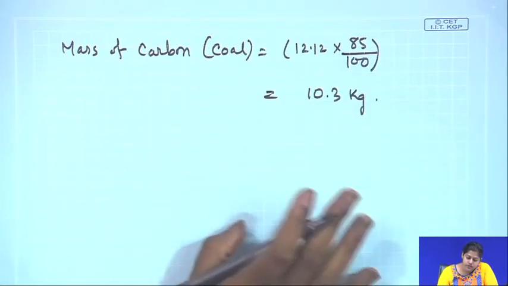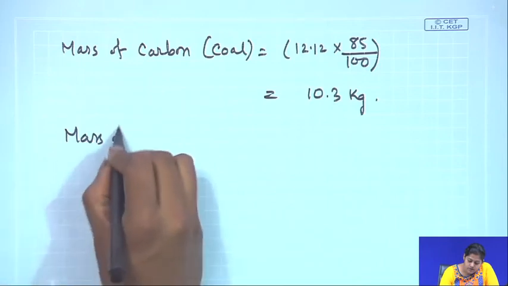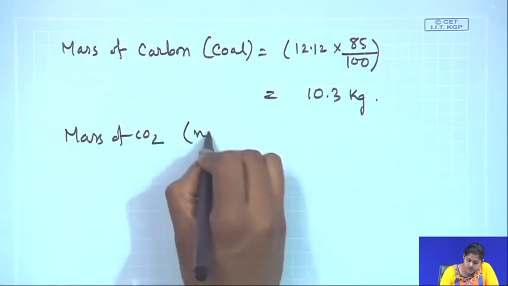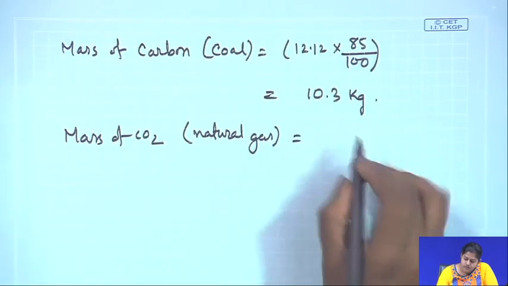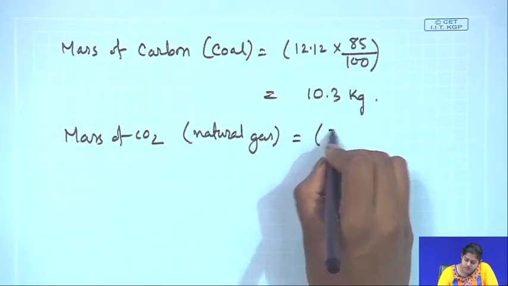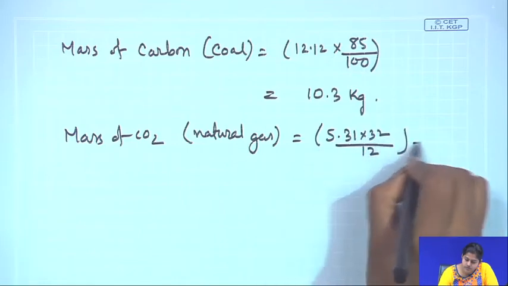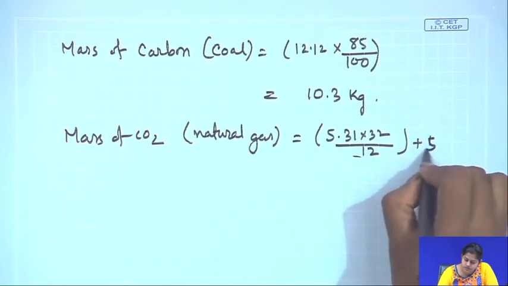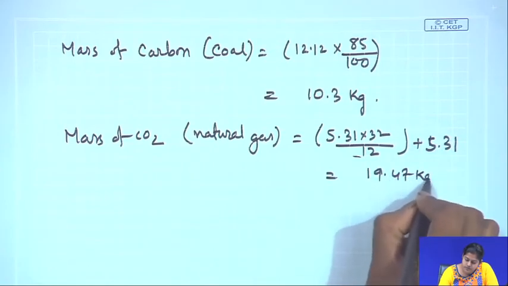Now, we need to calculate the mass of CO2 generation. So, for calculating the mass of CO2 generation from natural gas, this will be 5.31 into 32 divided by 12. I will describe why I am doing this. 5 plus 5.31, this will be 19.47 kg.